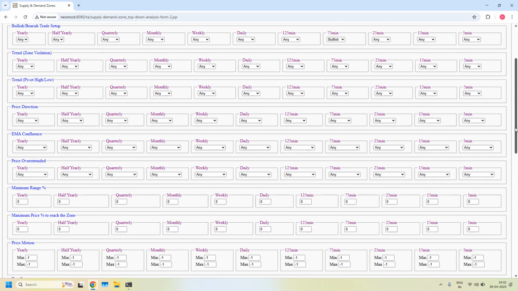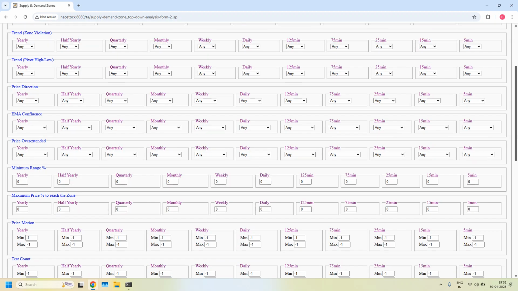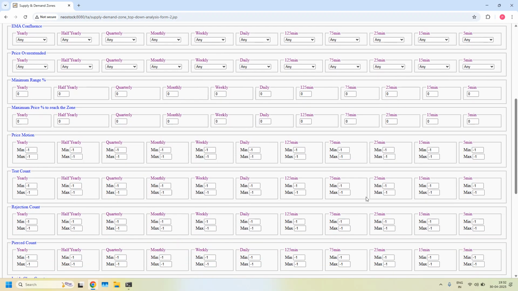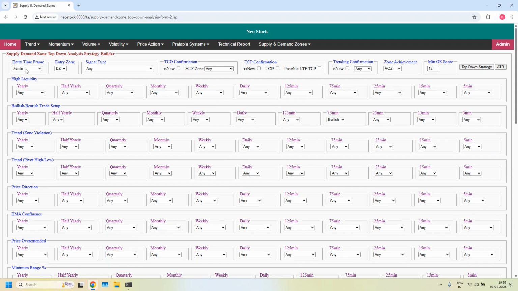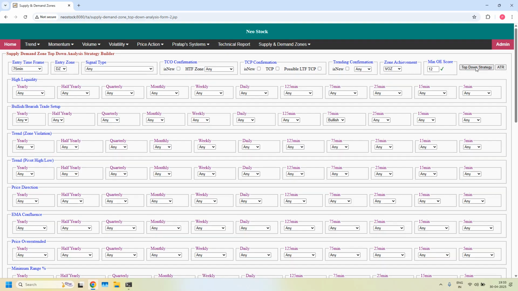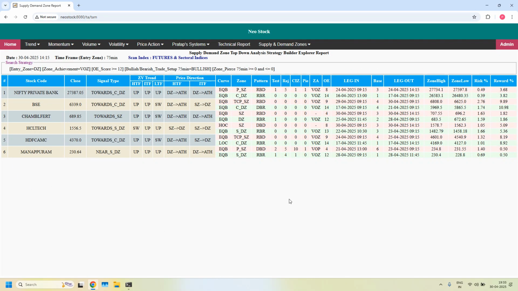So in the pierced count parameter at the 75 minutes time frame, I am setting minimum value 0, maximum value 0. That means the pierced count should be 0. Pierced count 0 means the zone should not be pierced. Which zone? The 75 minutes demand zone. Let's filter. We got 6 stocks.